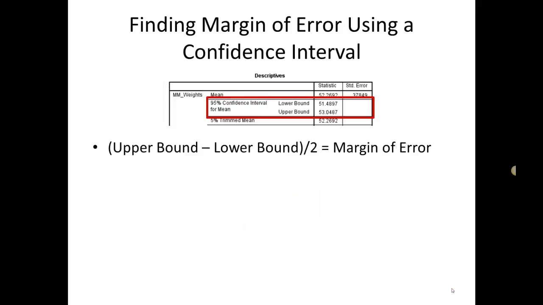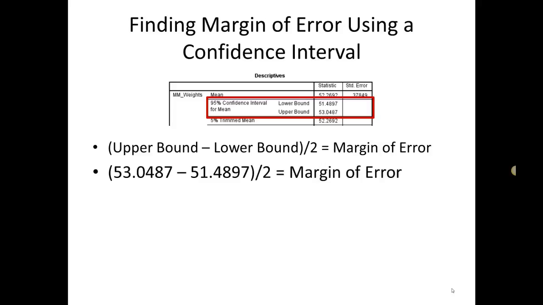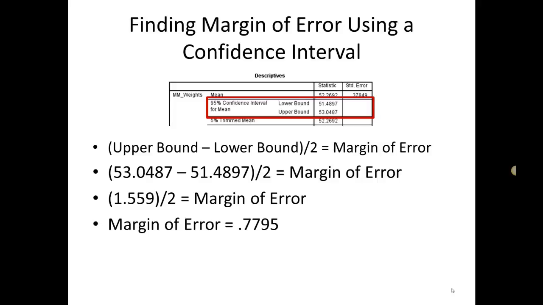So here was my confidence interval. I'm going to take the upper bound minus the lower bound, divided by 2, to give me my margin of error. My upper bound was 53.0487. I'm going to subtract the lower bound, which was 51.4897. That subtracted value ends up being 1.559. Divide that by 2, and ta-da! My margin of error is 0.7795.